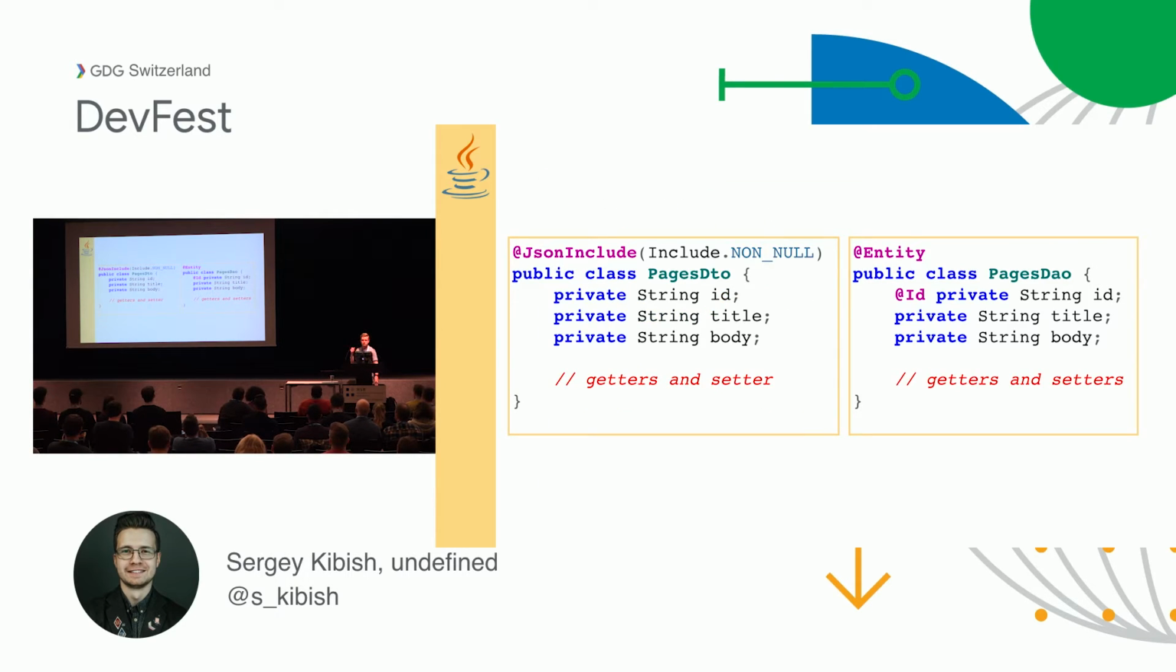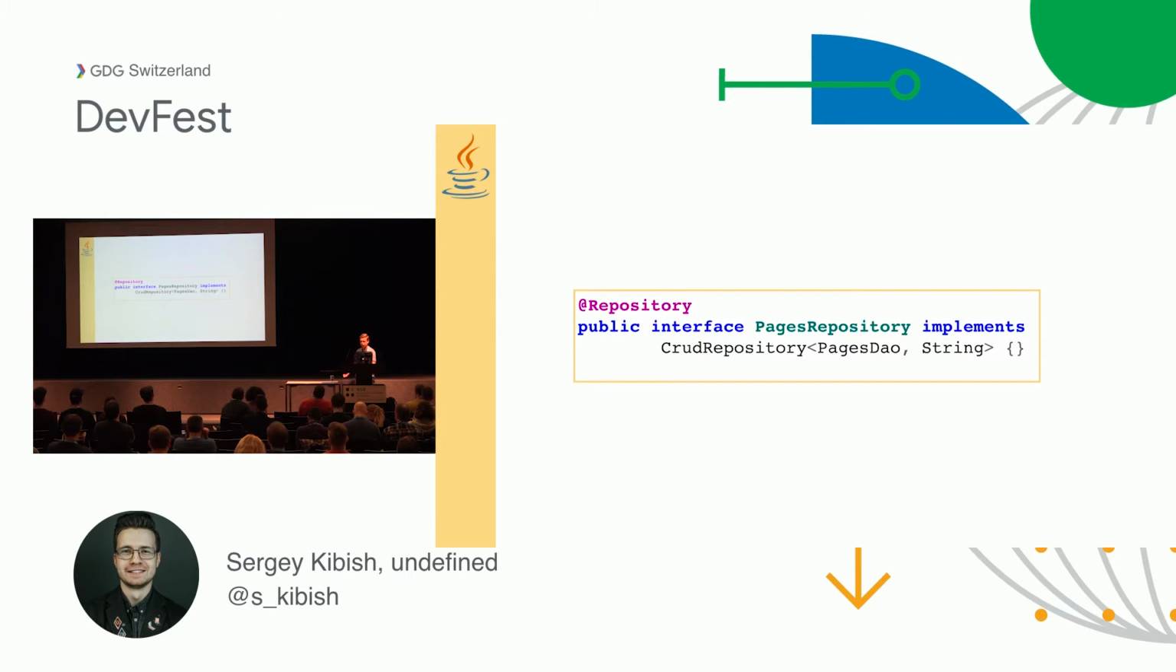We defined some DTO and DAO. DTO stands for data transfer objects and DAO for data access objects. On the left is the JSON we're working with, and on the right we have an entity that we will persist to our database. Because we need to persist something, we need a repository, and this is how we create a repository in Java. We just write a repository annotation, and it implements some CRUD repository, and something happens behind the scenes.